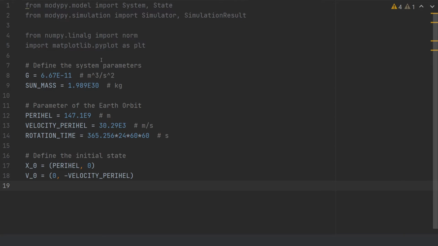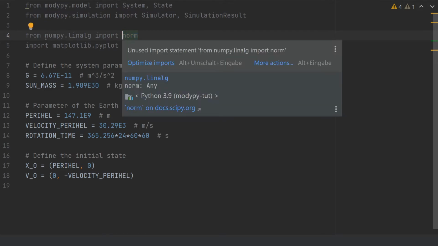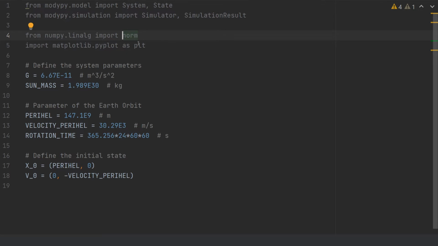So here I already prepared a little bit. I already imported system and state classes from the model package. I also got our simulator and simulation result classes from the simulation package. We will be using norm to calculate the length of a vector, and we take that from the NumPy linear algebra package. And of course, we will use plt from matplotlib to plot our results.